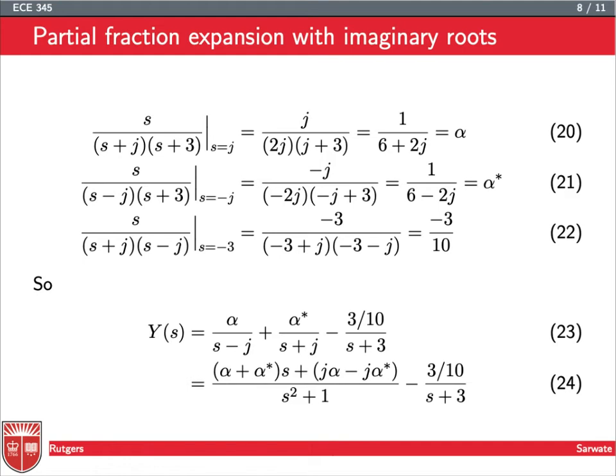Okay, so Y of s is equal to alpha over s minus j plus alpha star over s plus j minus 3/10 over s plus 3. We gather like terms. We get an s squared plus 1 in the denominator, and we have alpha plus alpha star times s. A complex number plus its conjugate is going to be real. And then we get j alpha minus j alpha star, and that's also going to give us a real number. So that's good, because we convolve two real signals, we should get a real signal at the output.